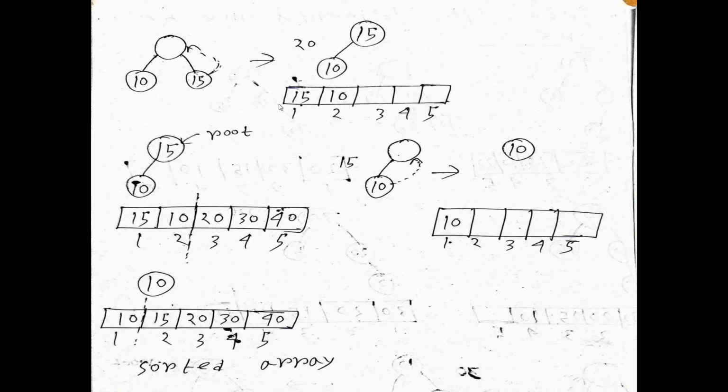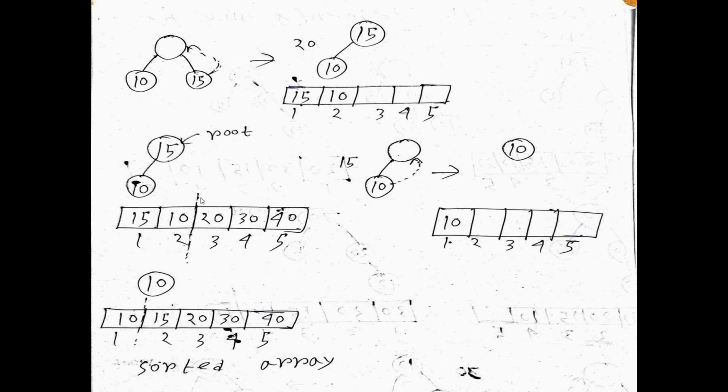15 goes to the root. After deleting the 20, we just write the 20 here. It's not a part of the heap. Now again we check, is this a max heap? Yes, this is a max heap, because the root is greater than its child. So no need to swap.